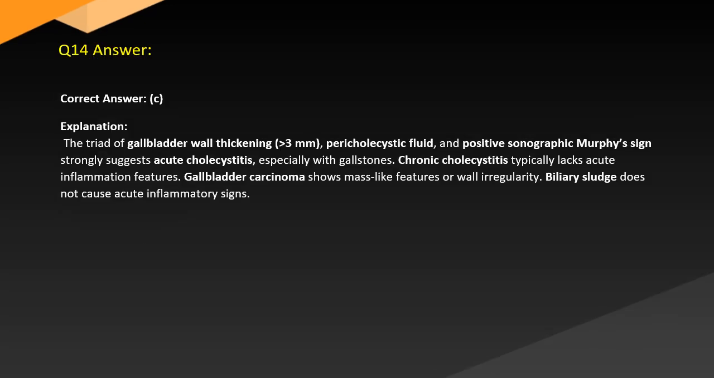Answer. Correct answer C. Explanation. The triad of gallbladder wall thickening (>3 mm), pericholecystic fluid, and positive sonographic Murphy sign strongly suggests acute cholecystitis, especially with gallstones. Chronic cholecystitis typically lacks acute inflammation features. Gallbladder carcinoma shows mass-like features or wall irregularity. Biliary sludge does not cause acute inflammatory signs.